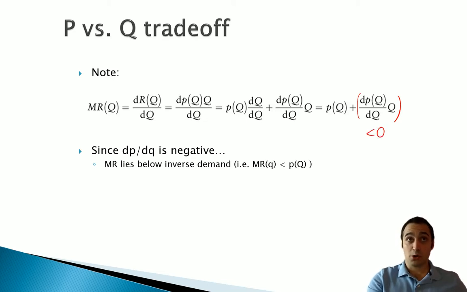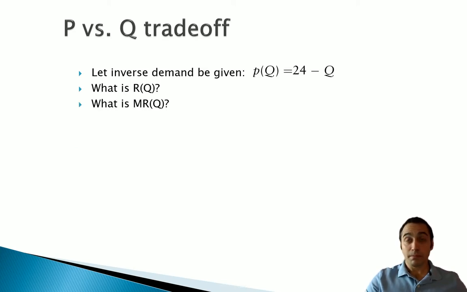That means marginal revenue for the monopolist must be P of Q, just like it was for competitive firms, plus this negative part. So this means marginal revenue for the monopolist must be lower, i.e. their marginal revenue must be some line lying below inverse demand, i.e. lying below P of Q. So let's do some exercise to see how this works.